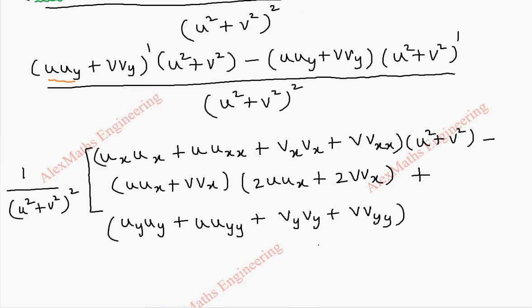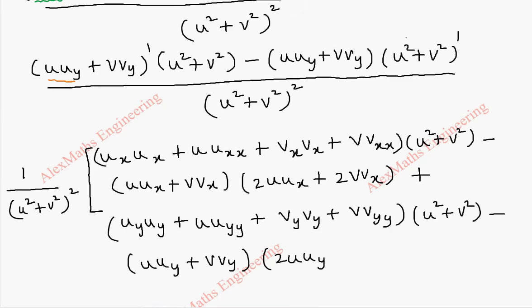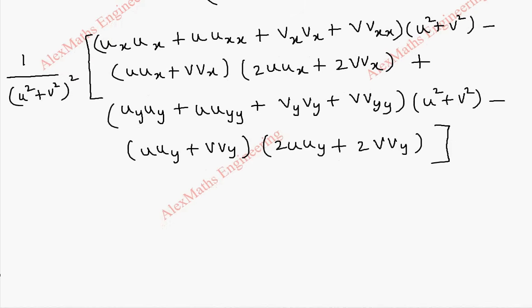This whole thing is multiplied with u² + v², and there is a minus sign, and again (uy + vy) into 2u uy. This derivative with respect to y, u² derivative is 2u uy plus v² derivative is 2v vy. So we completed the derivatives, and now we have to simplify everything.